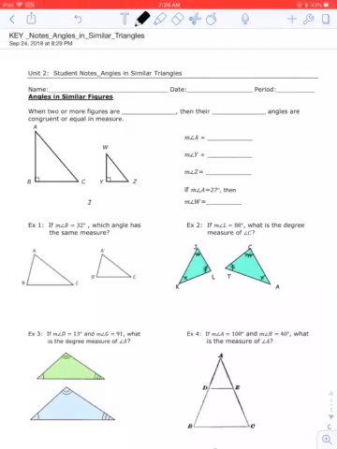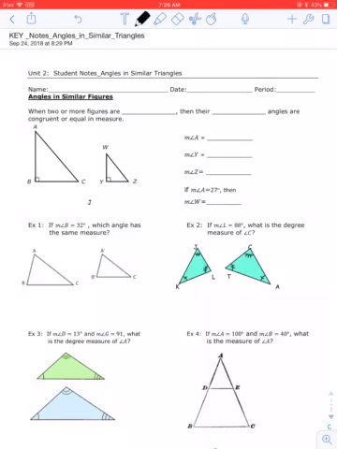Alright, today we're taking notes over angles in similar triangles. Make sure you have this note sheet from the front table. You should have picked it up after you turned in your quiz. Once you have this sheet, make sure you have a pencil and you're ready to take notes that match these exactly. You will submit a picture of your notes and that will be your turn in for today. Okay, so let's go ahead and start.